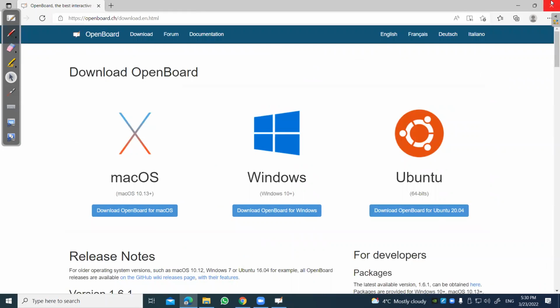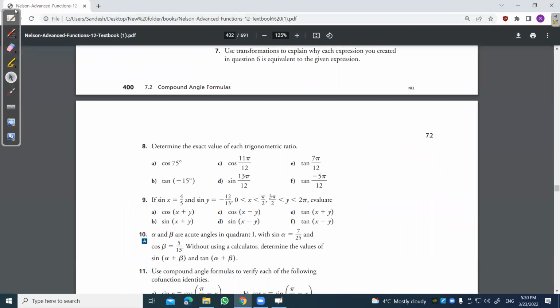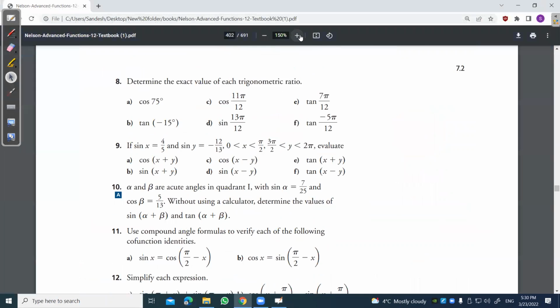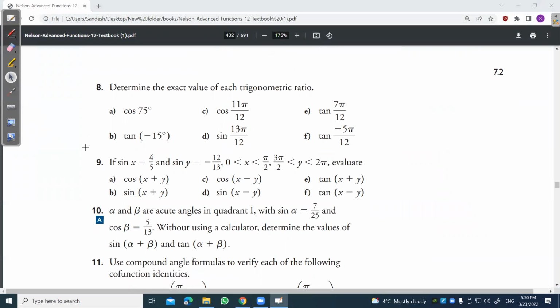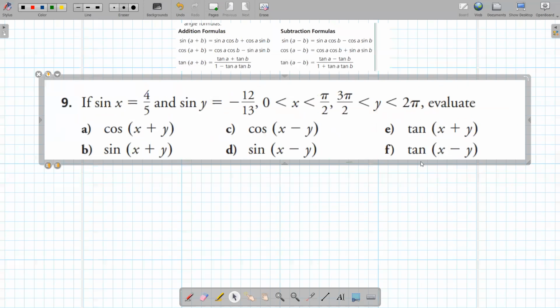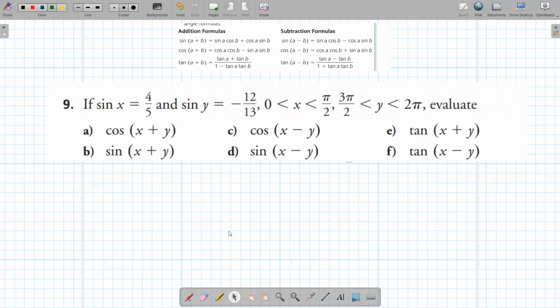Okay. Let's see. And then the other one we're doing is number 9. That one looks interesting. Yeah, this is not a special angle. This is not a special angle either, or a special triangle angle like 30, 60, 45. All right, which one do you want to do? They're all the same, to be honest. Let's just do E. Okay, we'll do E.